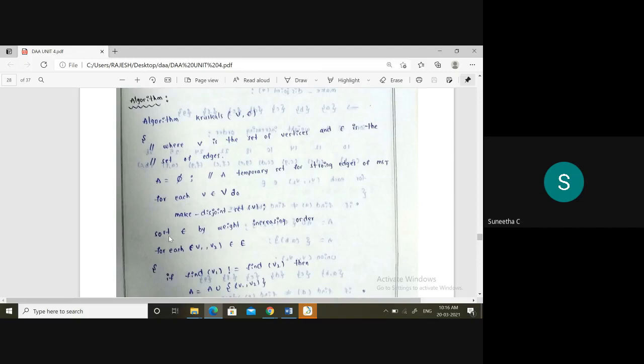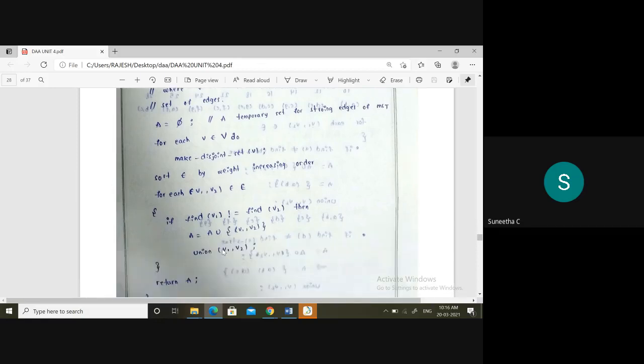the edges in the increasing order of the cost. That's what we are doing here. Sort E by weight in increasing order. Okay. After arranging the edges in the ascending order of the cost, next we have to take the first edge from the set of edges, and we are adding that edge to the spanning tree. Before adding that edge to the spanning tree, we are checking this condition: if find of v1 is not equal to find of v2. Find and union here are the predefined functions.